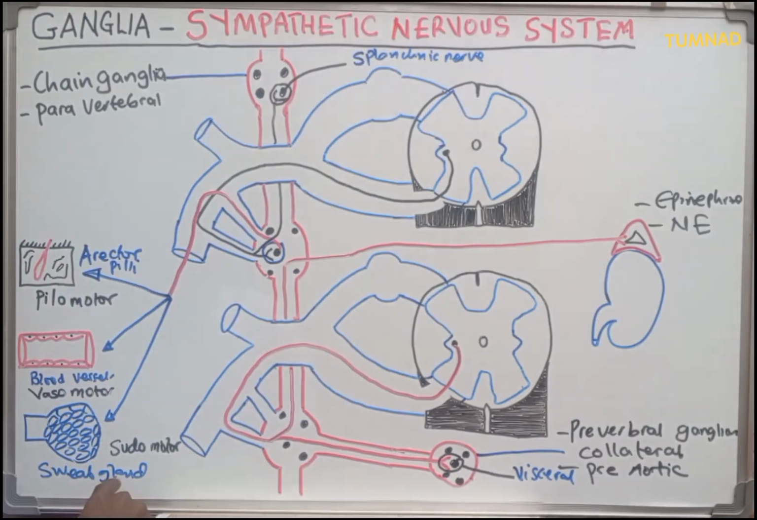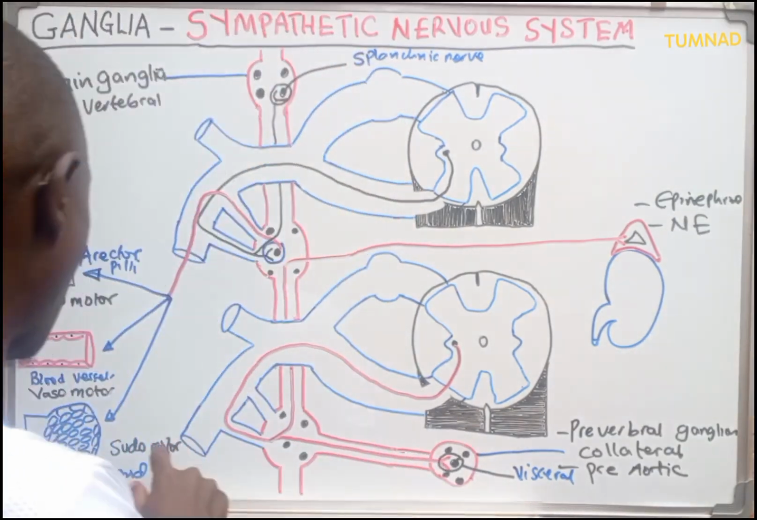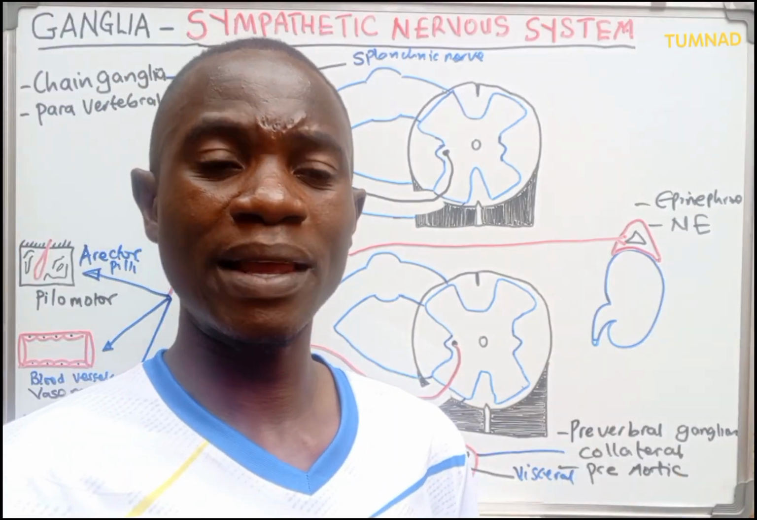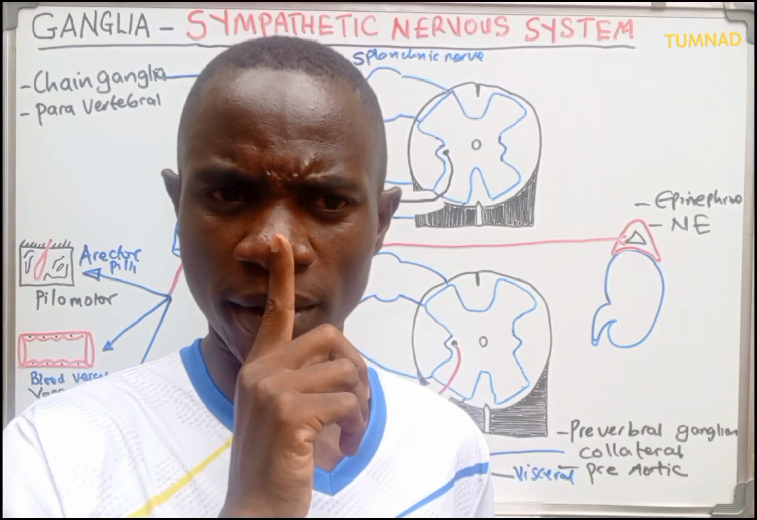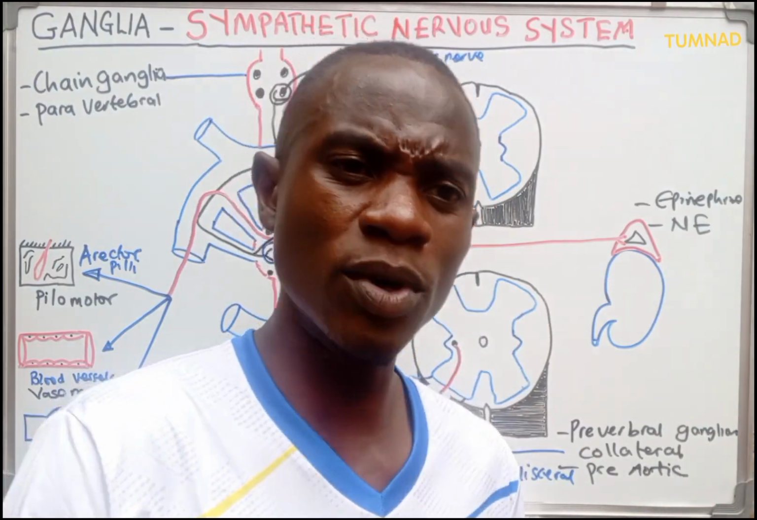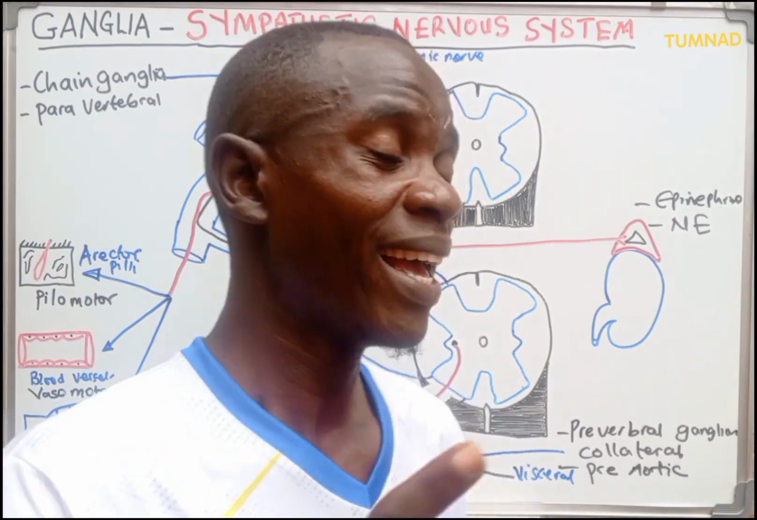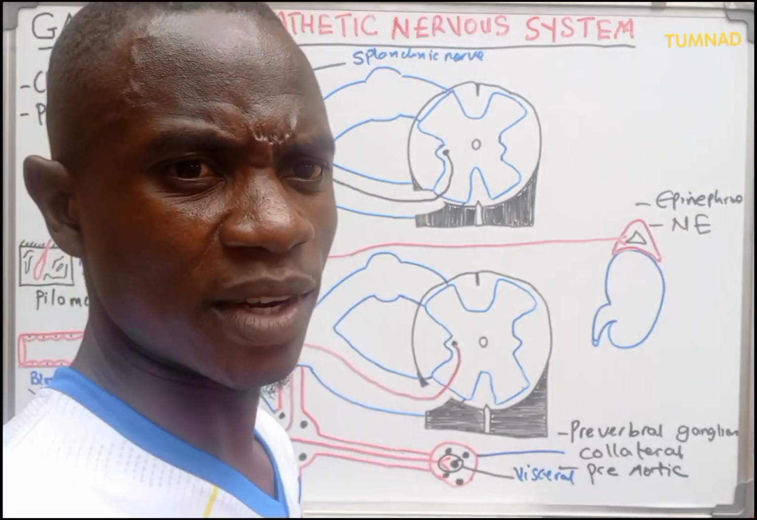And in the case of the sweat glands, these are going to be called the sudomotor fibers. For the sweat glands, we are going to see the postganglionic motor fibers releasing acetylcholine, not epinephrine. As we all know, the postganglionic motor fibers of the sympathetic nervous system release norepinephrine. This is going to be an exception in the case of the sweat glands.